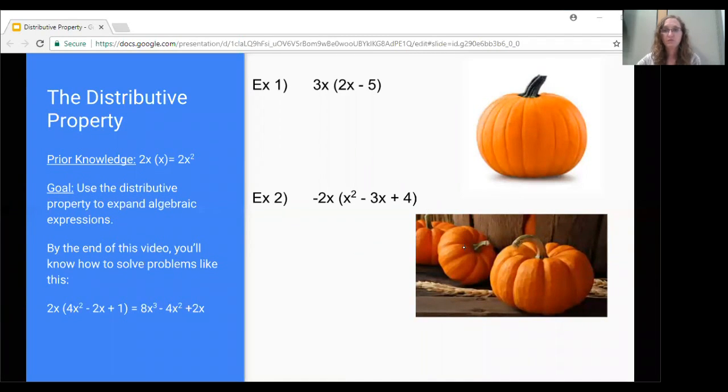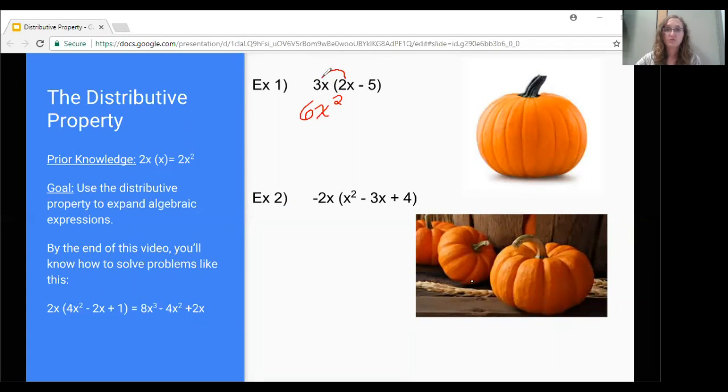And I'm going to use a little bit of color coding just because that can be helpful to know which terms we're talking about. So when we see the parentheses, we know that we need to multiply the 3x by both terms that are inside parentheses. So 3x times 2x, well, we do the 3 times 2 to get 6. And then the x times x, which gives us x squared. So that's the first part.